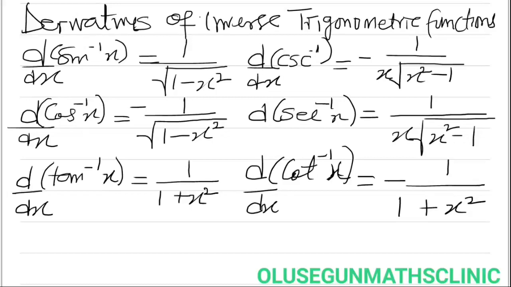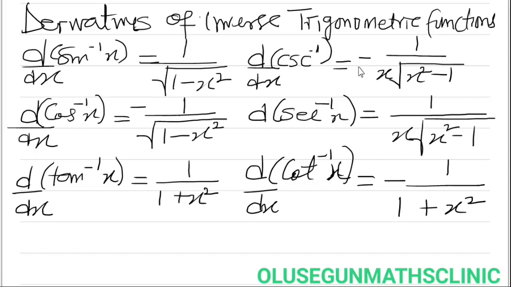Of inverse trigonometric functions. If we have to define this, the derivative of inverse sine x will give us 1 over the square root of 1 minus x squared. So the derivative of inverse cos x will give us minus 1 over the square root of 1 minus x squared, and the derivative of inverse tan x will give us 1 over 1 plus x squared.